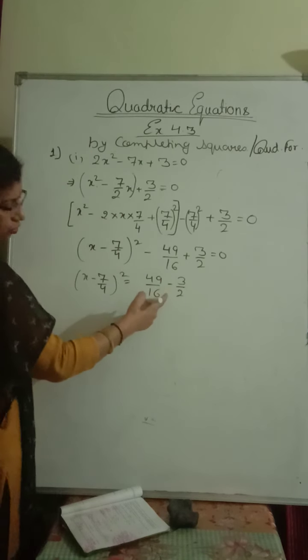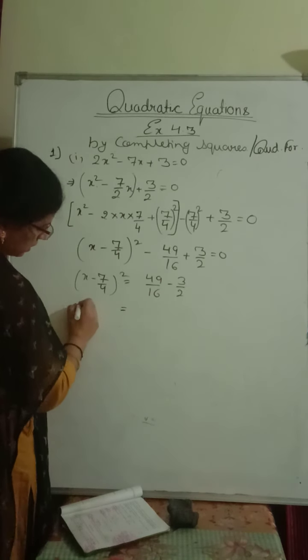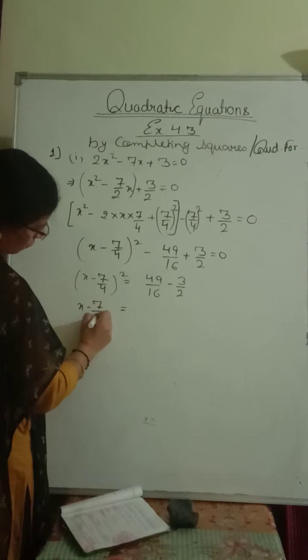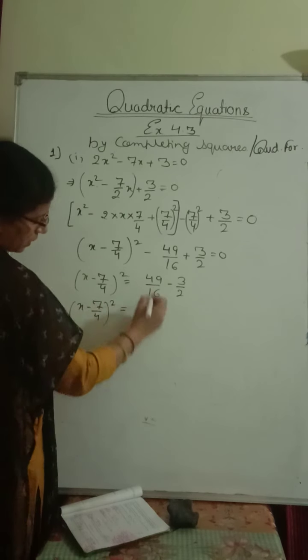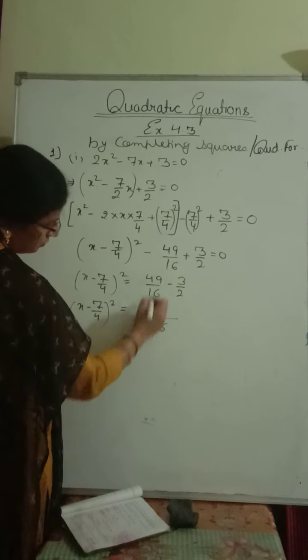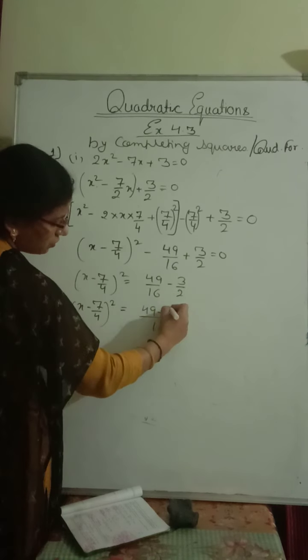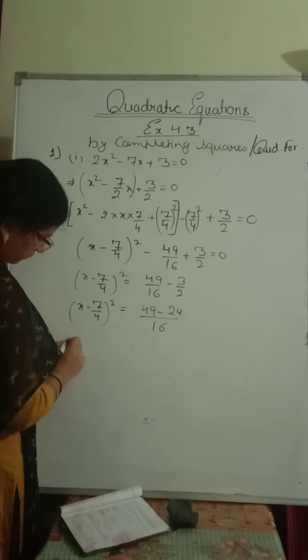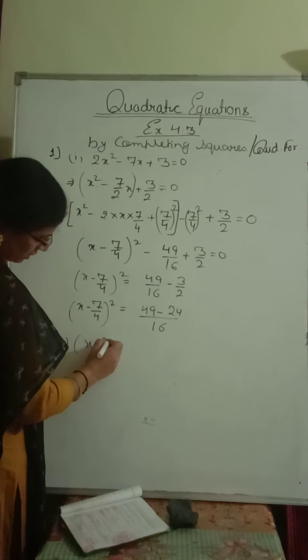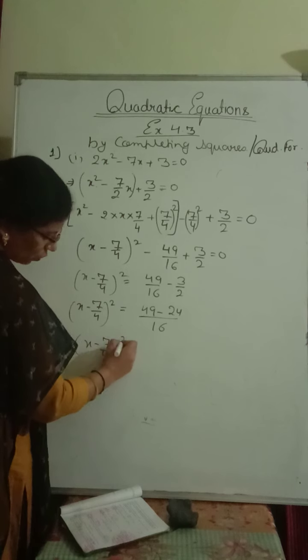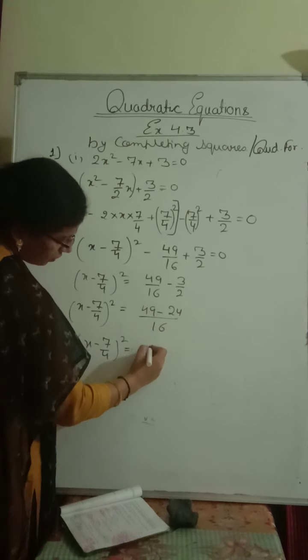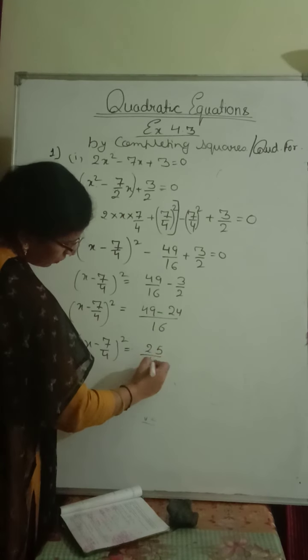Now you should solve this. So x minus 7/4 whole square, 16 is the LCM: 49 minus 2 eights are 16, 8 threes are 24. So we get x minus 7 upon 4 whole square equals 25 upon 16.